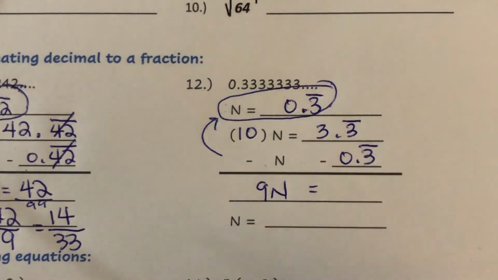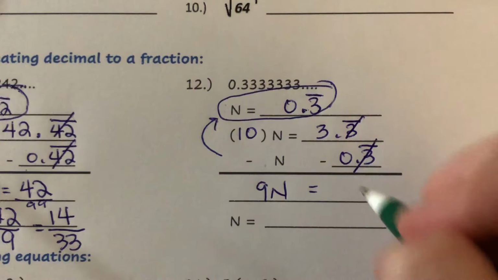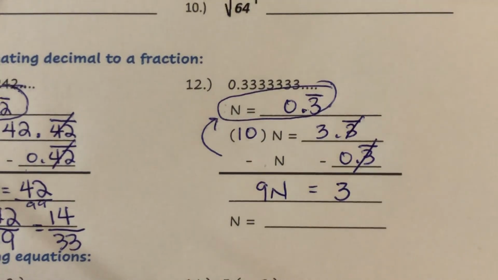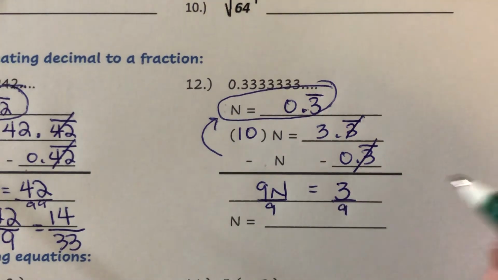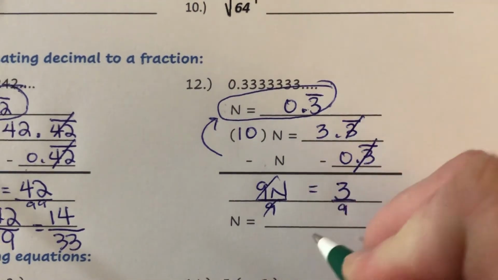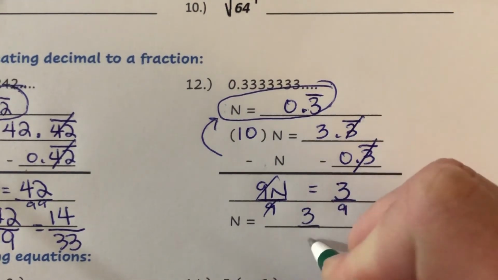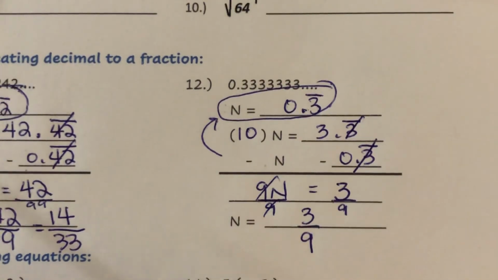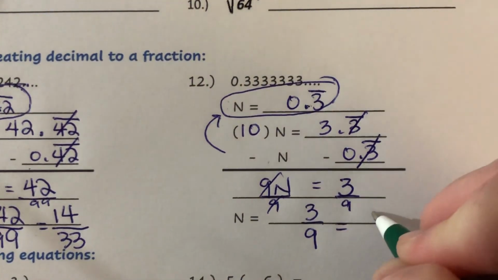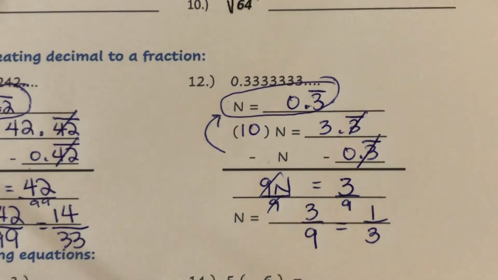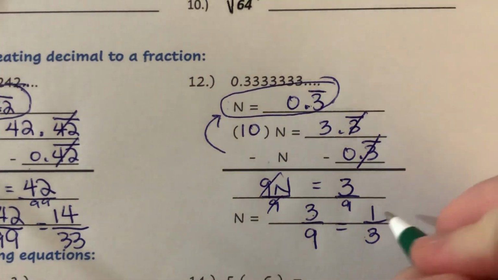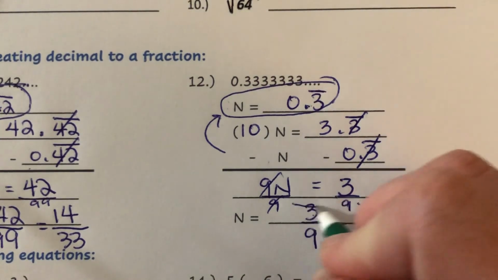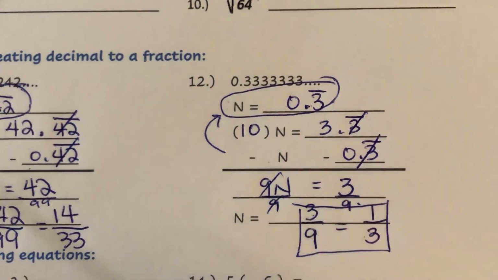Bring down my equal sign. This repeating portion cancels out, so I'm just left with the 3. And then I can divide both sides by 9 to get n alone. So I'm left with, these cancel, n equals 3 over 9. And again, you do not have to simplify that, but if you did, you'd get 1/3. You could divide the top and the bottom both by 3, and you would get 1/3. So either one of these would be our final answer here.